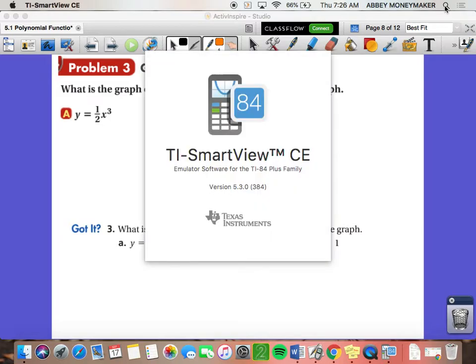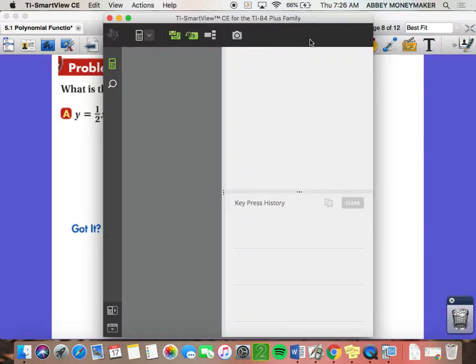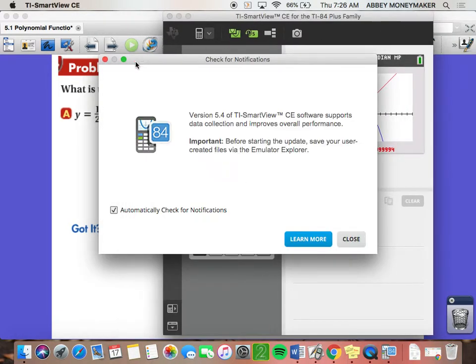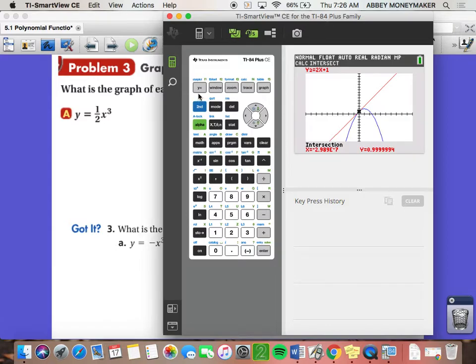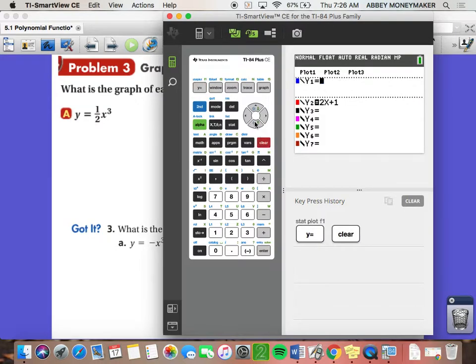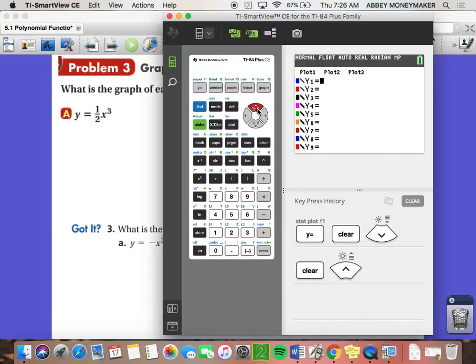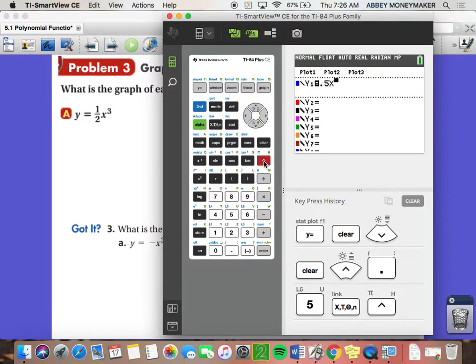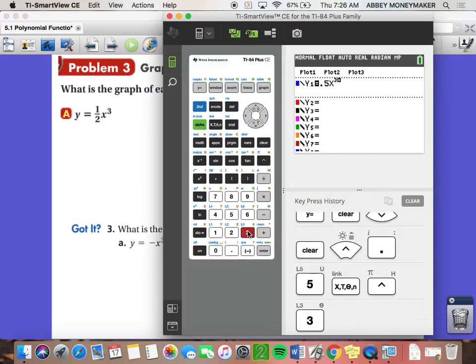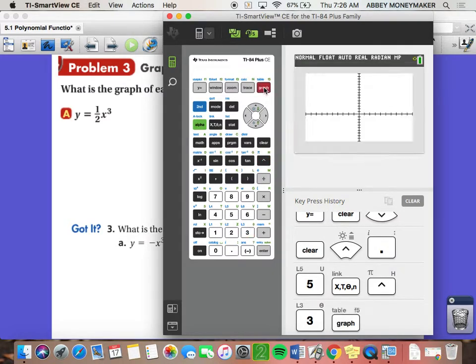And in y equals, type in 1/2 x cubed. Now when you type in that 1/2, you can do that a couple of different ways. Let me clear out what I got in here. If you want to type it in as a fraction, you can. I'm more comfortable with just saying 0.5. And then x, and then there's no button for cube, so we just have to do the caret and then 3. And then we can hit graph.